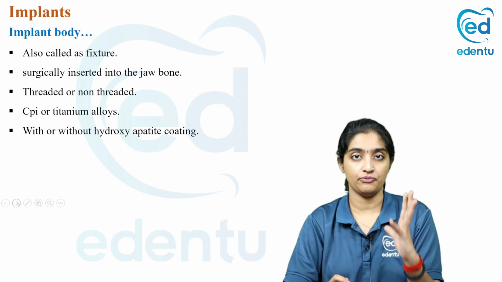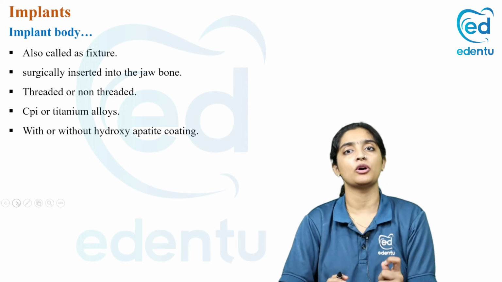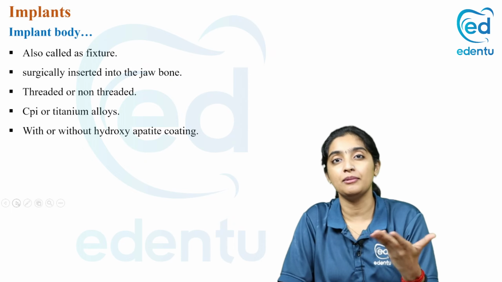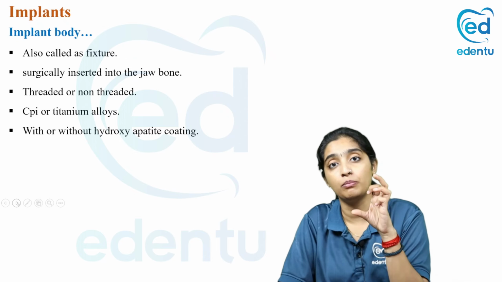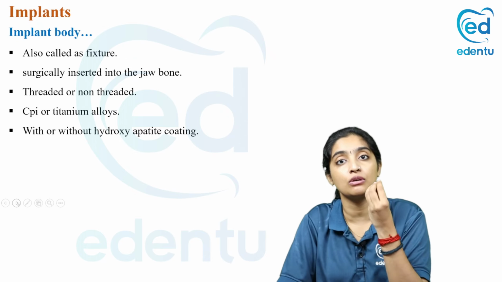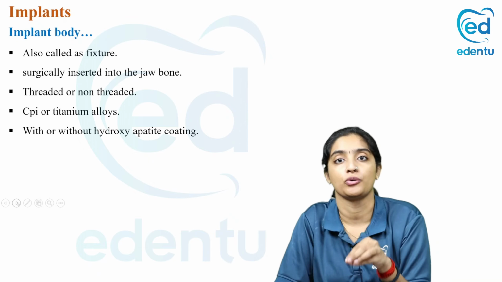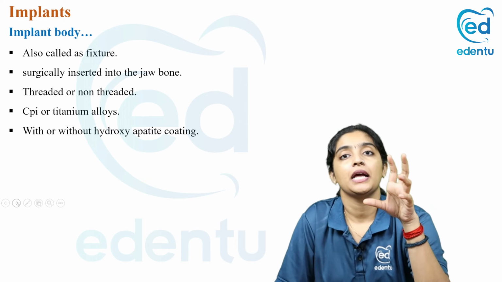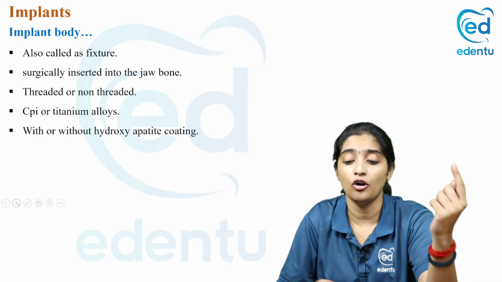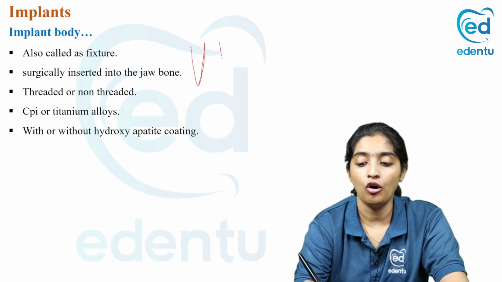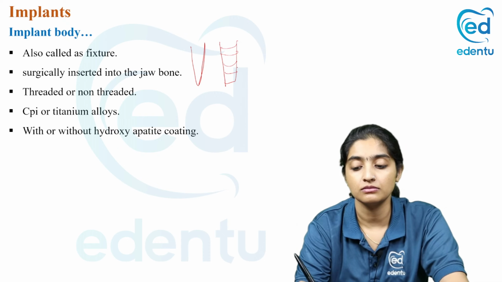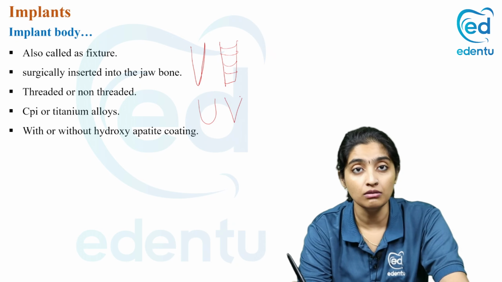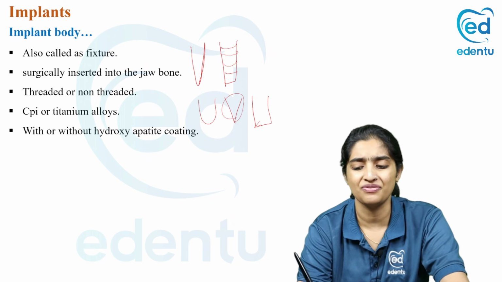So, implant body. First, we will discuss the implant body. What is the implant body? It is the fixture, which is a part of the implant. When you talk about an implant, you are generalizing. The implant body is the titanium screw part which is going to go inside the bone. This is surgically inserted into the jawbone. There are different types. It can be threaded or non-threaded, either plain or with threads. It can be round, conical, or cylindrical. Conical is very rare, but yes, it is there.